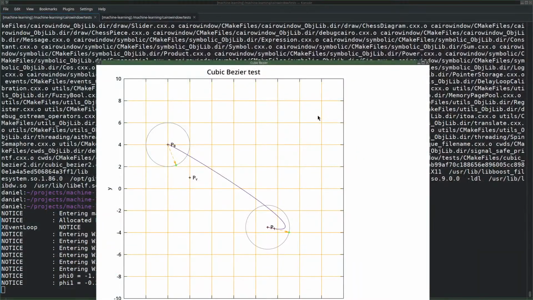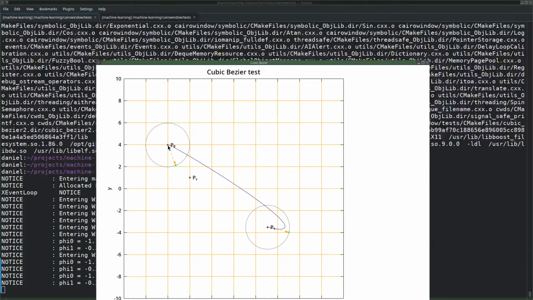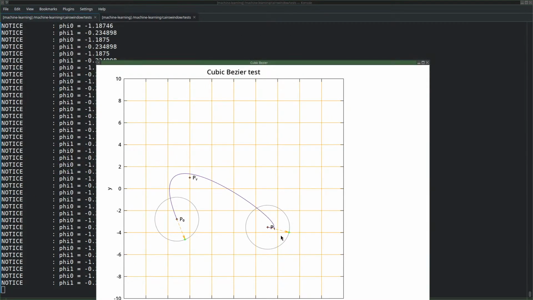Magic. There is my Bezier curve. It's not going through P gamma for some reason. Let's try to do something. So, yeah, it's totally not going through P gamma, damn it. It is influenced by P gamma though. It's also not a problem, so that's nice.